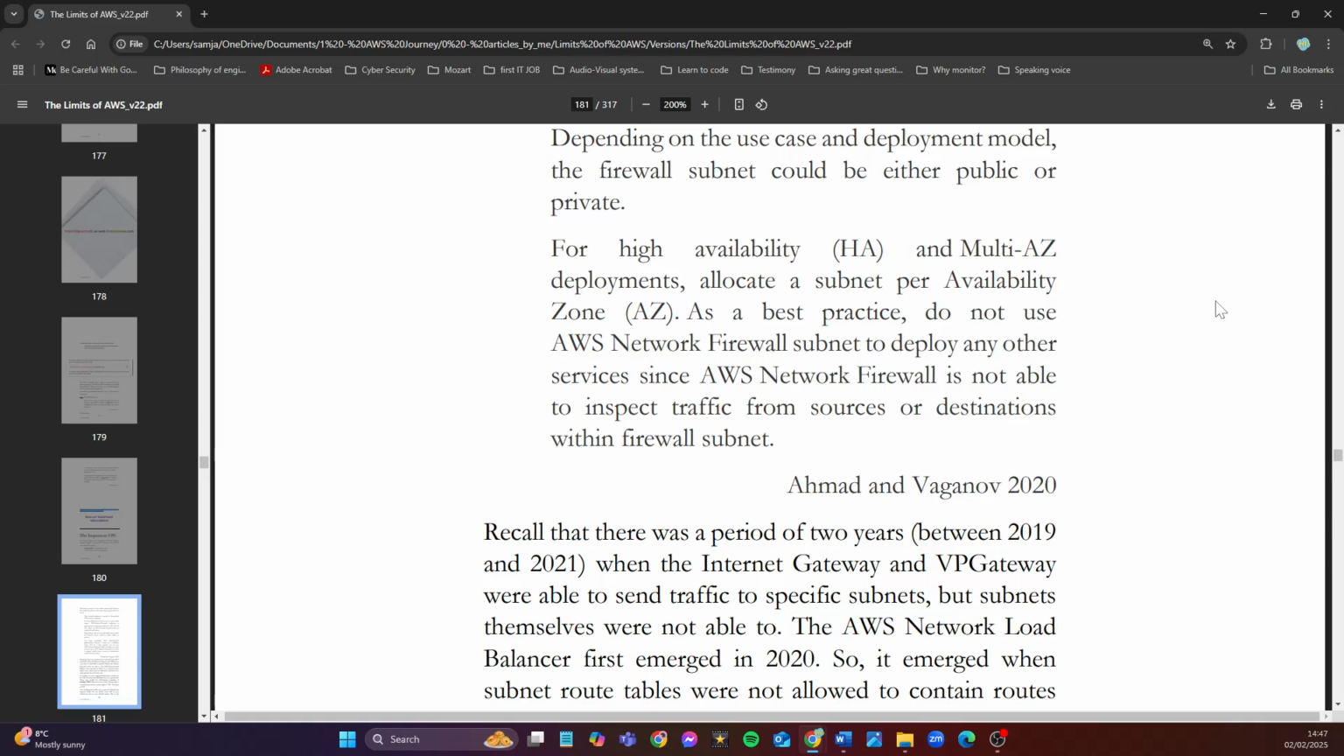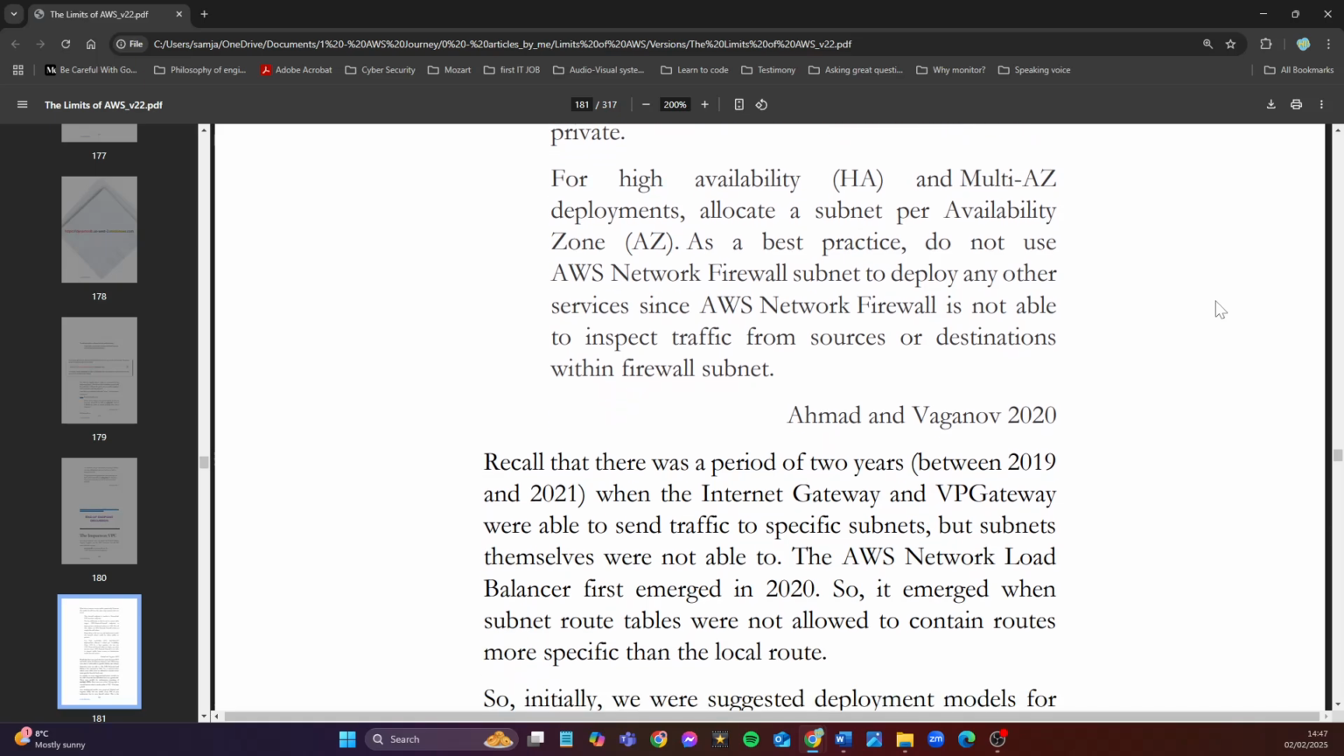For high availability and multi-AZ deployments, allocate a subnet per availability zone. As a best practice, do not use AWS Network Firewall subnet to deploy any other services, since AWS Network Firewall is not able to inspect traffic from sources or destinations within the firewall subnet.